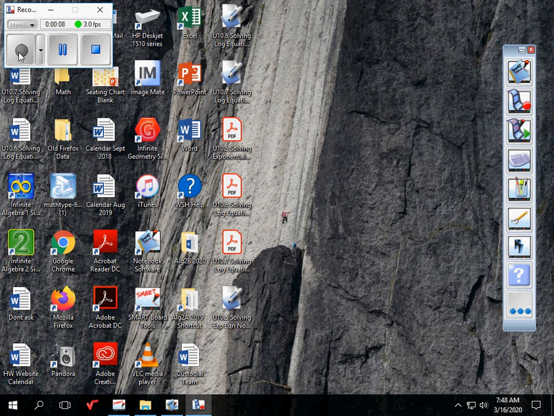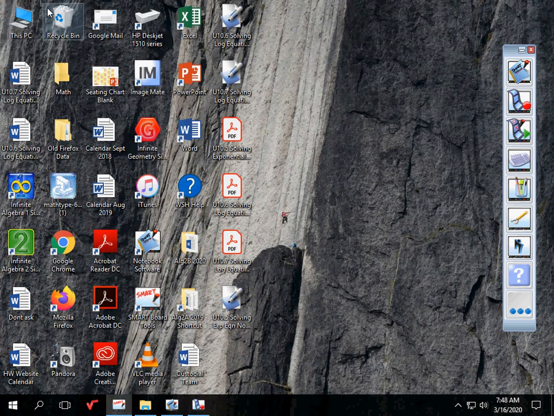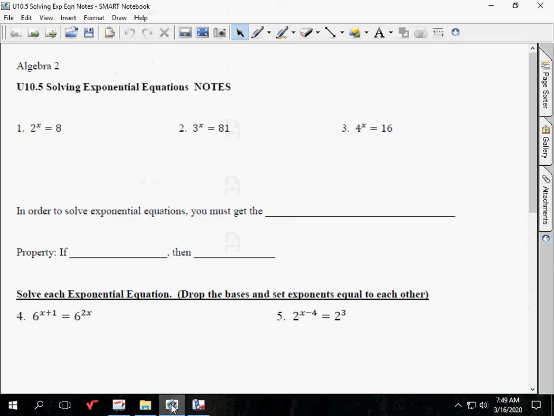All right, so this is going to be the next lesson, 10.5, and we're going to learn how to solve exponential equations. Now, there's going to be two kinds of exponential equations that we're going to learn how to solve. This first one is the easier of the two. We're going to just try to get the bases the same, and then we can set the exponents equal.